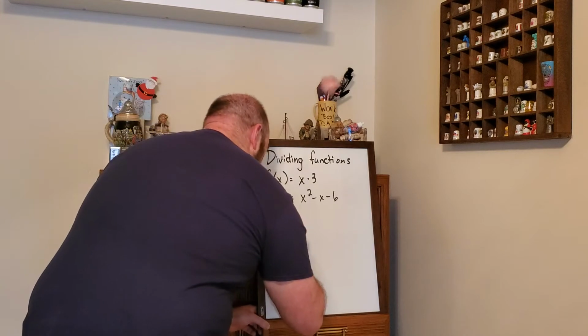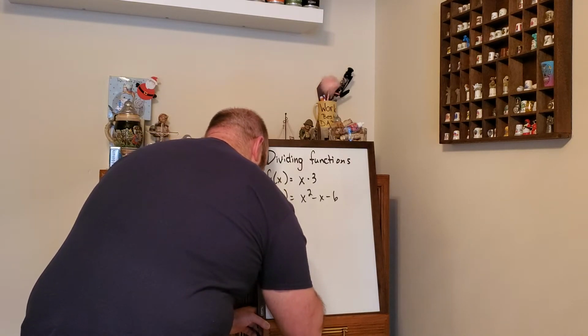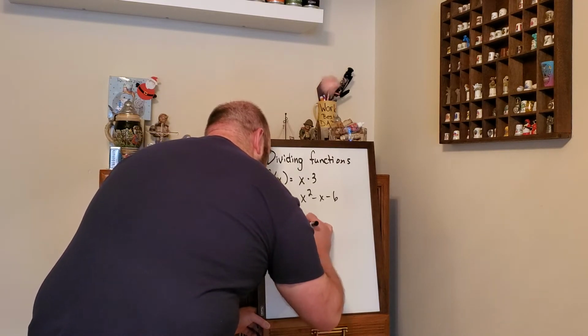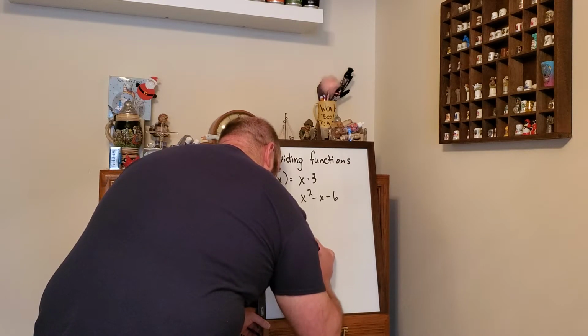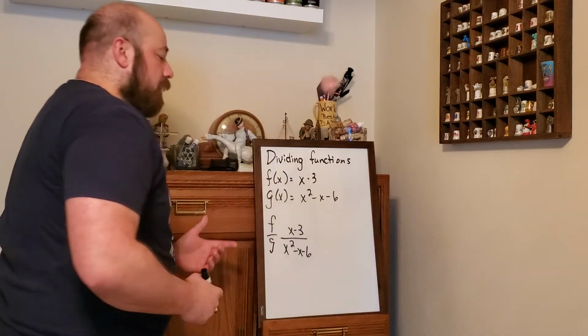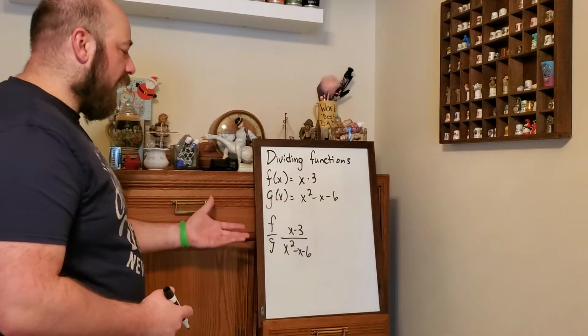So as I write this as f over g, I'm going to have x minus 3 over x squared minus x minus 6. Now again, I mentioned that g of x could be factored.